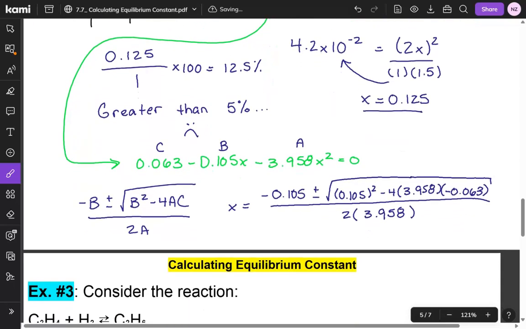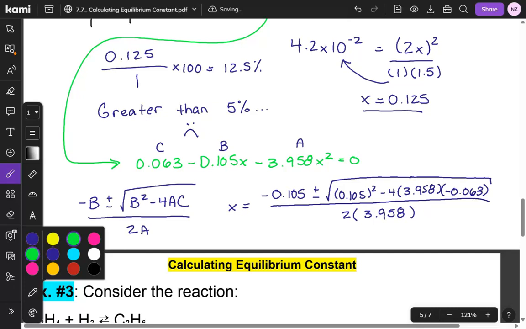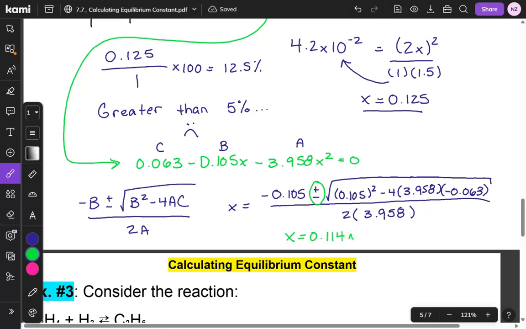Okay. So I plug this all in. You have to be careful. You're going to get two roots because you are doing plus and minus here. You only want to end up with a positive root. Okay. X has to be positive, so you get a value of x is equal to 0.114 molar.